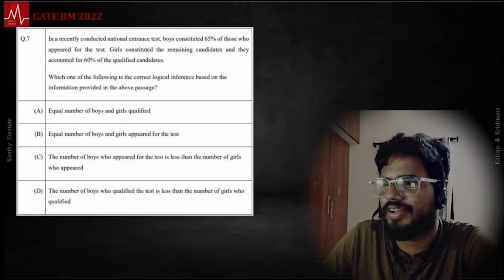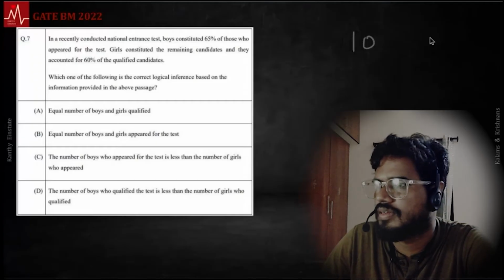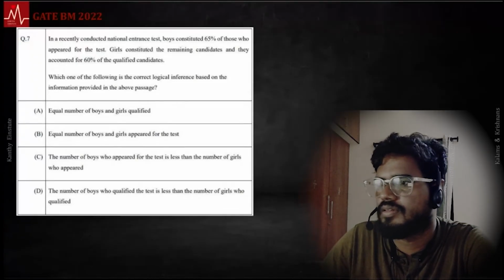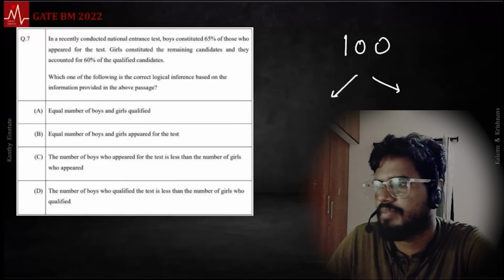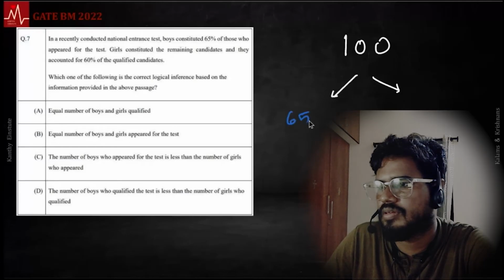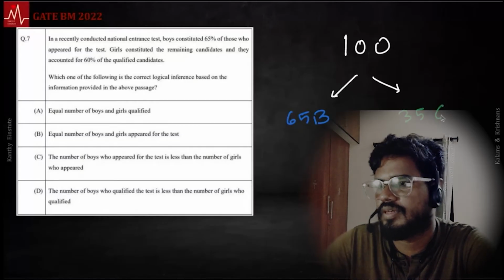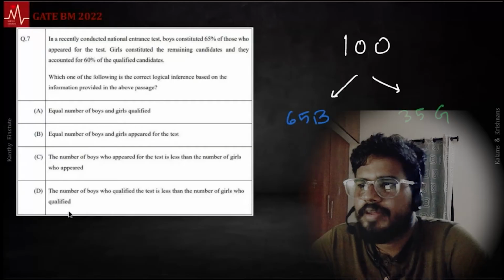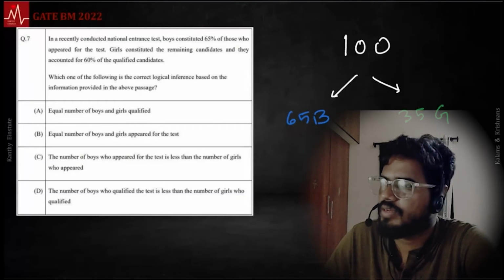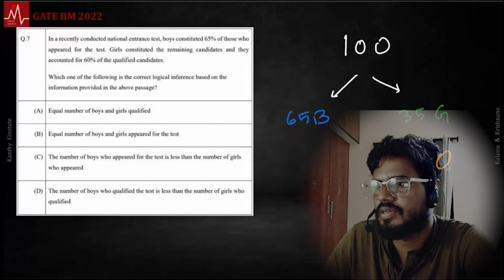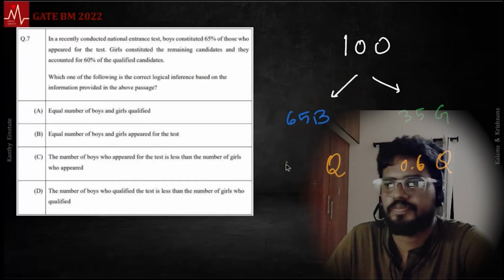Put numbers, let's make it concrete. This is 100. 65 boys, 35 girls. Girls constitute the remaining candidates and they accounted for 60% of the qualified candidates. Whatever the qualified candidates is, 0.6 of them are girls. Whatever the qualified candidates is, 0.4 of them are boys.